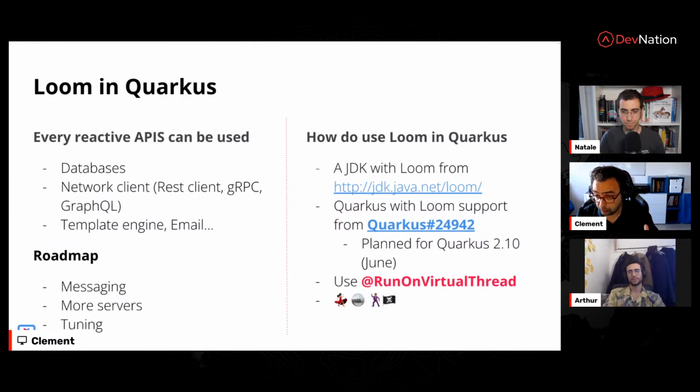If you run it with @RunOnVirtualThread on a non-Loom JDK, not a problem. We just fall back to blocking, which is a lot safer than falling back to reactive, where you will block. So you can just start using @RunOnVirtualThread, and you're good. If you have Loom, you will use it. If you don't, you will use blocking.